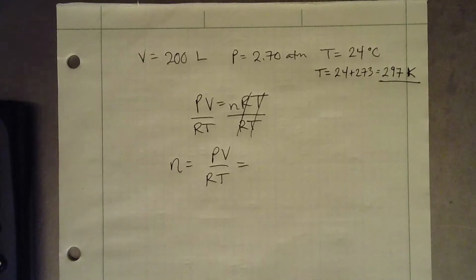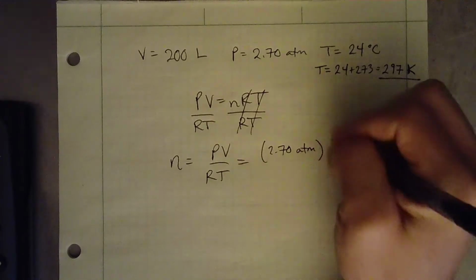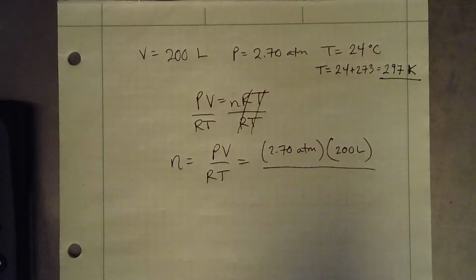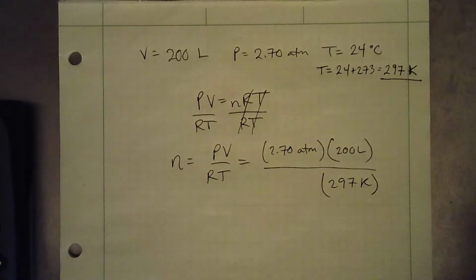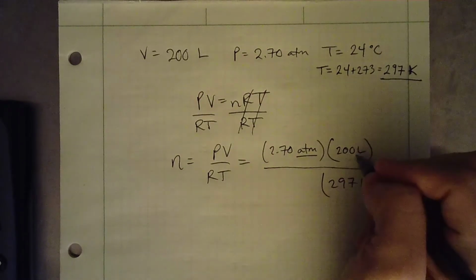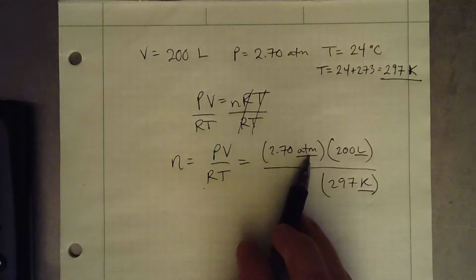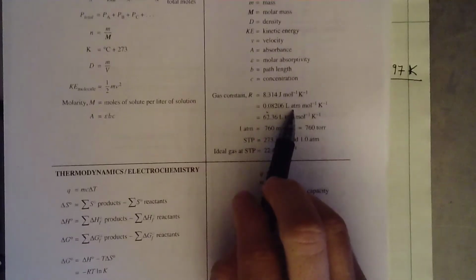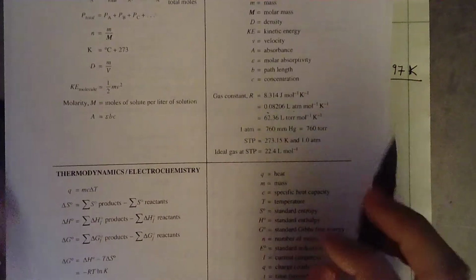Let me go ahead and plug in my values now. So 2.70 atmospheres for my pressure, 200 liters for my volume. I know that my temperature is 297 Kelvin. So what goes here? That's the gas constant, R. And look at the units here: atmospheres, liters, and Kelvin. So we want to pick the value of R that has atmospheres, liters, and Kelvin in it. That would be the second one. Atmospheres, liters, Kelvin. 0.08206.